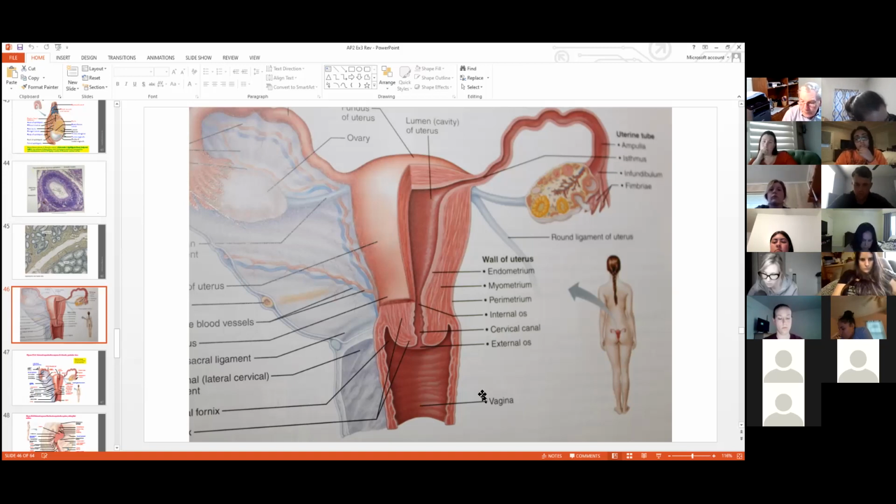So, growth of uterine epithelial tissue on the outside of the uterus itself.